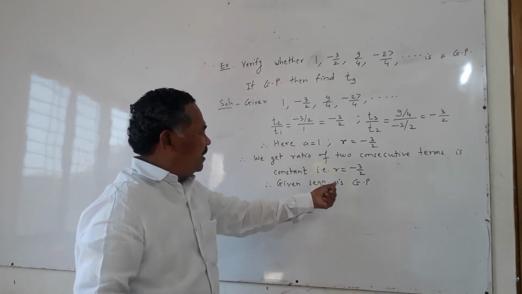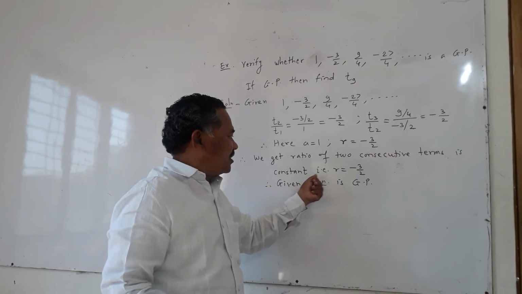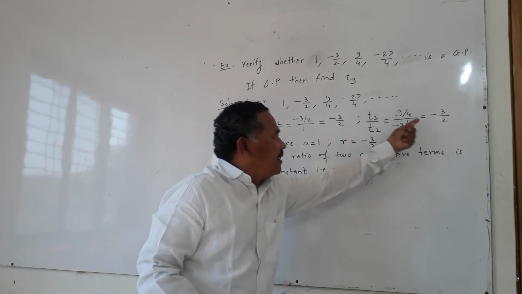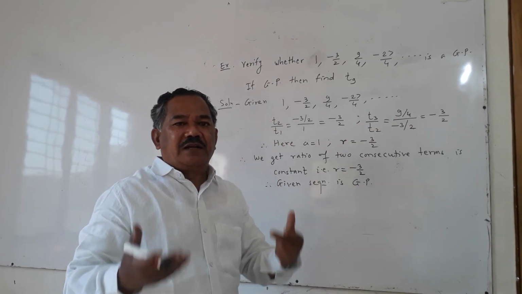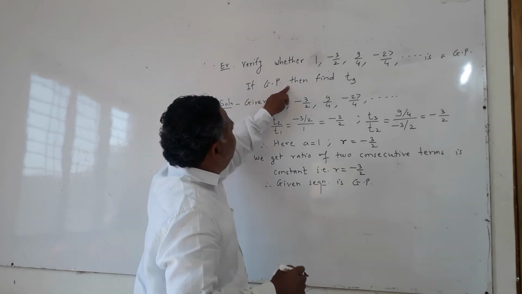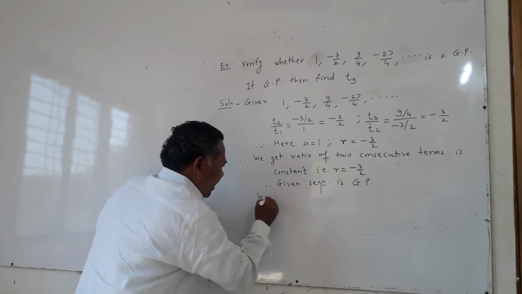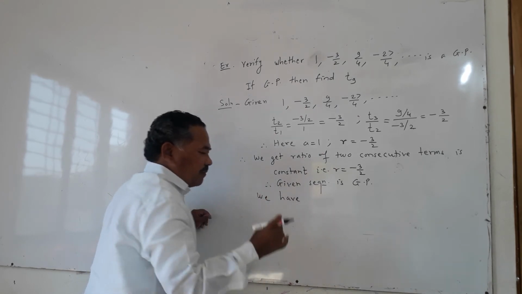Why do we write that this is a geometric progression? Because the ratio of two consecutive terms is constant. That is, r is equal to minus 3 by 2. Therefore we immediately decide that it is a geometric progression. Remember. Then the next part: if it is a GP, then find T9. For that we immediately use the formula for Tn that we learned.